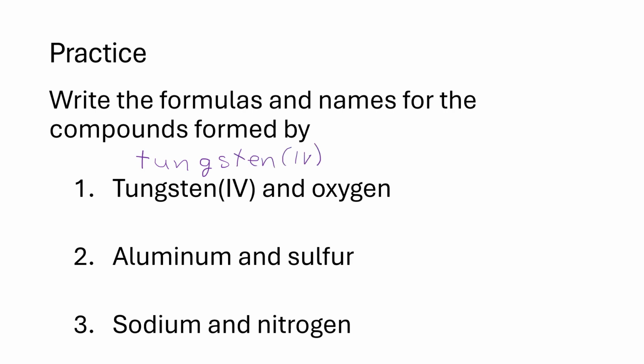The anion formed by oxygen is called oxide. The second one, we change the ending to IDE. On the next one, aluminum and sulfur. Aluminum is fixed charge, so we just call it aluminum, or aluminium if you're in just about any other English-speaking country. Sulfur, we're going to change the ending to IDE, so this becomes sulfide. So the compound's name is aluminum sulfide.